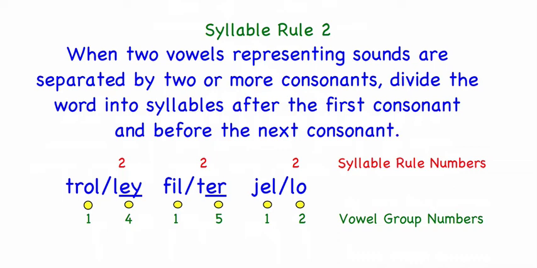Bandit. This is a two-syllable word. The first syllable, ban, 3 sounds. B, a, n. Dit, 3 sounds. D, I, t. Bandit. Went downtown. Downtown has 2 syllables. Down, 3 sounds. D, ow, n. Town, 3 sounds. T, ow, n. Downtown.